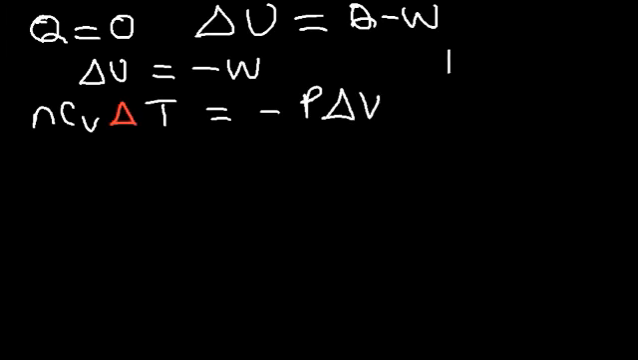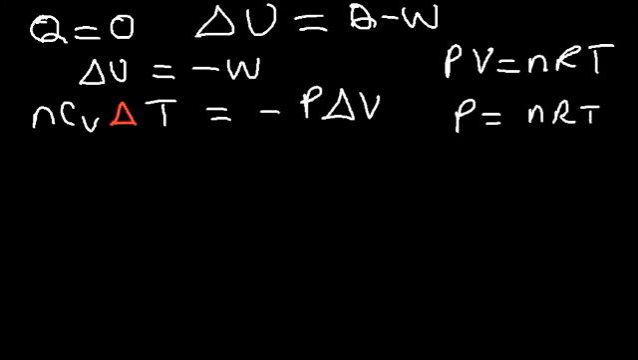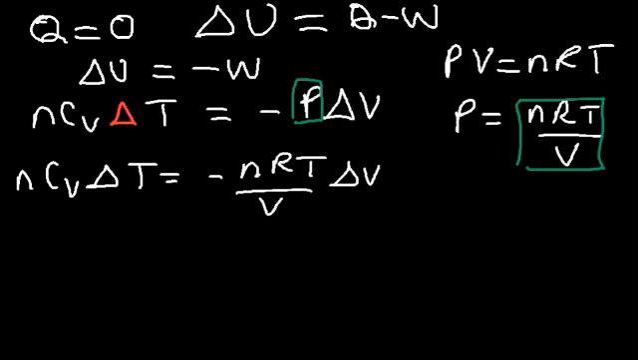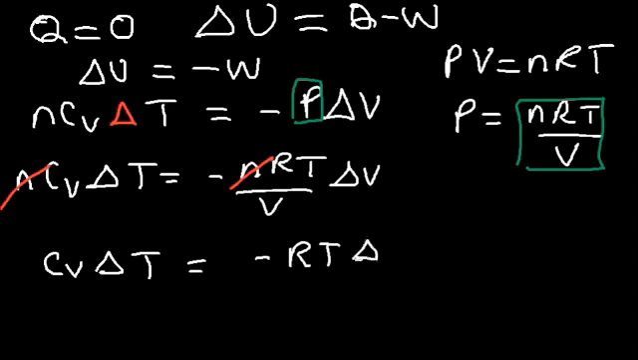And according to the ideal gas law, PV is equal to nRT. So if we solve for P, it's nRT divided by V. So let's replace P with this expression. So now we have the expression n Cv delta T is equal to negative nRT over V times delta V. So we can cancel the number of moles, which is n. And so we're left with Cv delta T is equal to negative RT delta V divided by V.